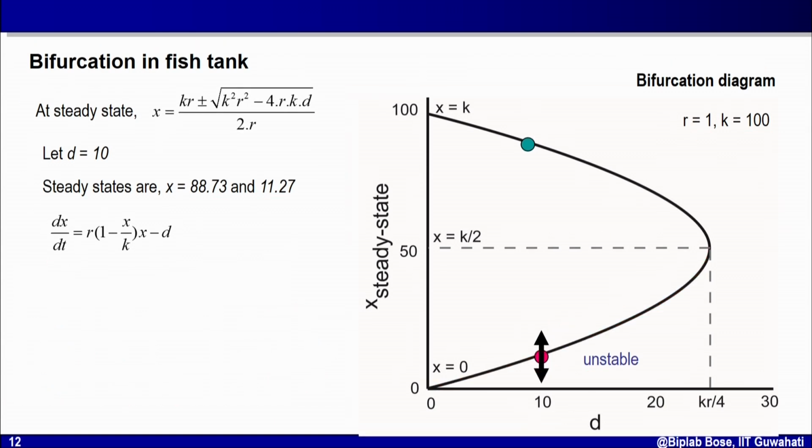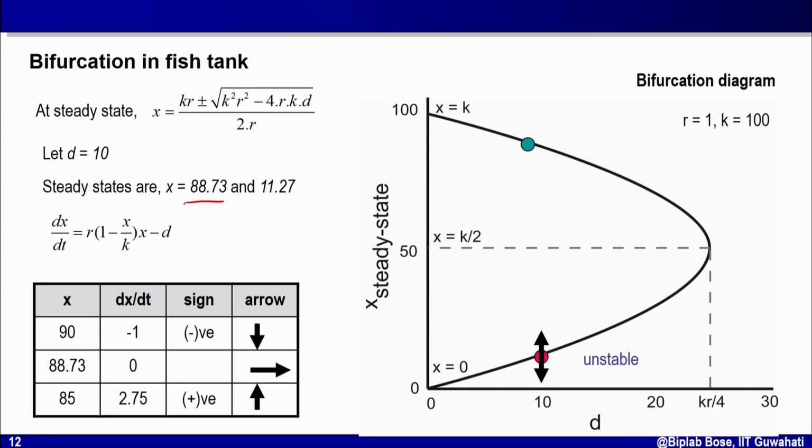Let us look into the green dot, that is 88.73. Again, I will use the tabular calculation. So I have a table with 4 columns and 3 rows. The middle row is representing steady state 88.73. Obviously, the dxdt will be 0, so I have a horizontal arrow.